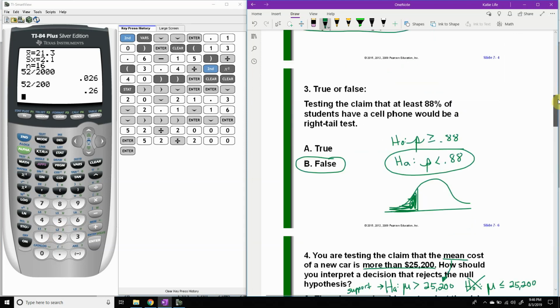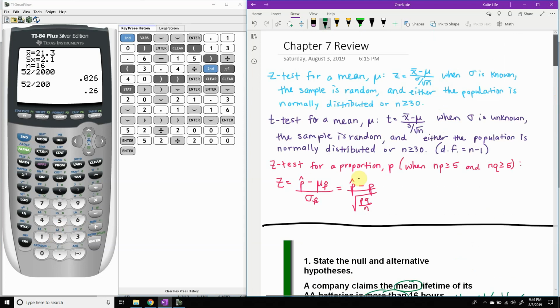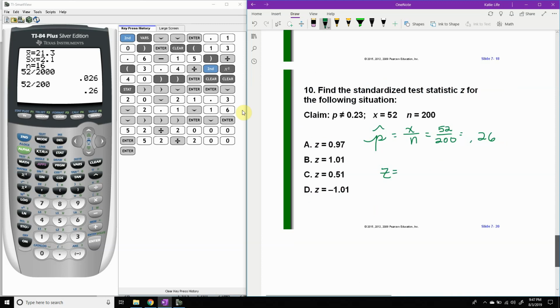So now I want to calculate the standardized test statistic, which if we scroll back up to the top here and look at our formula sheet, our standardized test statistic is p hat minus p divided by the square root of pq over n. Z is p hat minus p, so 0.26 minus 0.23, divided by the square root of pq over n. So if p is 0.23, then q must be 0.77. 1 minus p is going to be q, and we're going to divide that by n, which is 200.